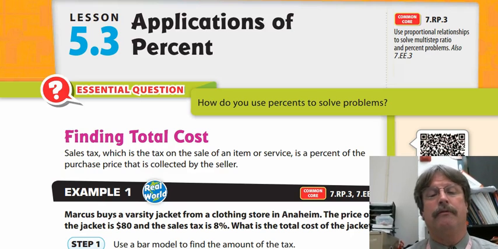In lesson 5.3, applications of percent, we're going to continue on with our work with 7.RP.3, again back to ratios and proportional relationships, to solve multi-step ratio and percent problems. The essential question then is, how do you use percents to solve problems? So really we're going to build on the work in 5.1 and 5.2.